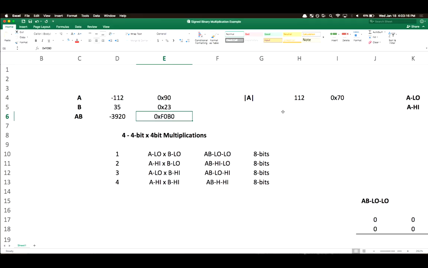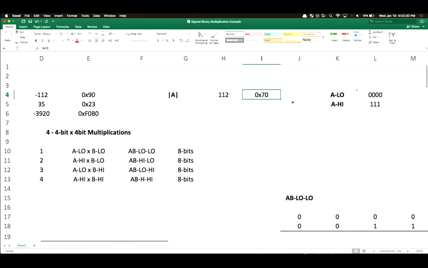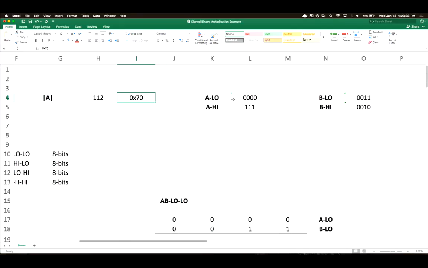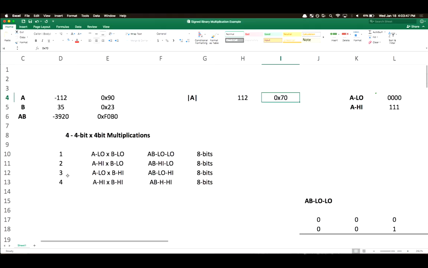So the first thing you would want to do is find the magnitude of minus 112. You would do your 2's complement operation, just flip all the bits, add 1, and you get 0x70. Then, just for the sake of breaking this problem down into simpler steps, I'm calling the lower 4 bits A low and the higher 4 bits A high, and the same for B. So that's what we get. Then I'm going to break this down into 4 steps where I find the 4 8-bit products of A low times B low, A high times B low, A low times B high, A high times B high.